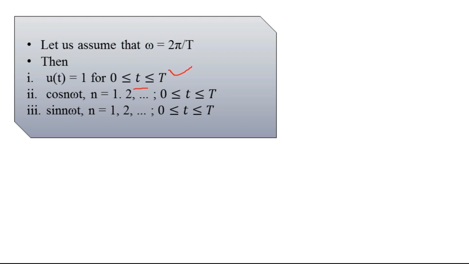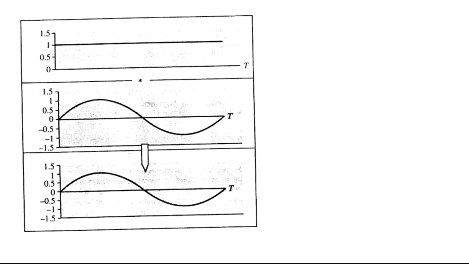Here we have the visualization of the three functions for just the time period capital T. Let us take first the step function, then the sine function, and the product of the two for this example. We have u of t equal to 1 and sine omega t. As listed, the first function is the step function, u of t equal to 1.